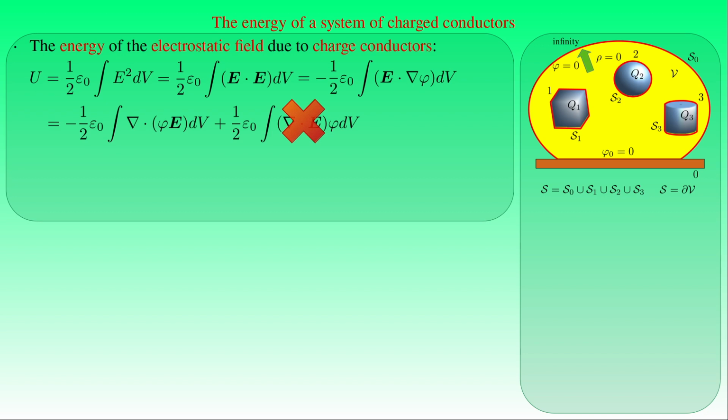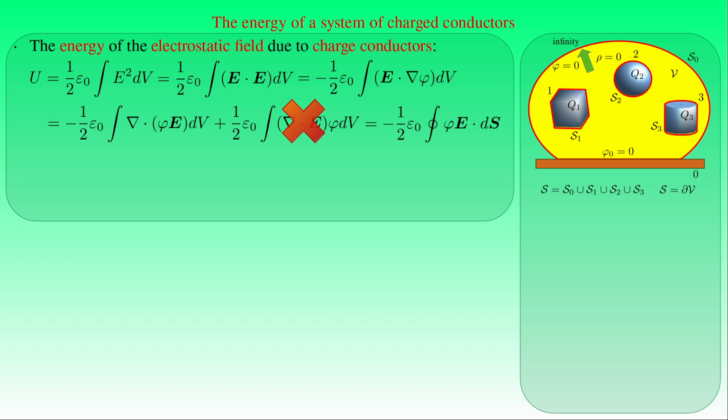In the first term we can apply Gauss's theorem, and write the volume integral of the divergence of phi times E as the surface integral of phi times E over the surface boundary S of the volume V enclosing the electrostatic field. The dot product of phi times E and the surface element dS in the surface integral indicates that only the projection of the electric field onto the surface normal gives a contribution to the integral.